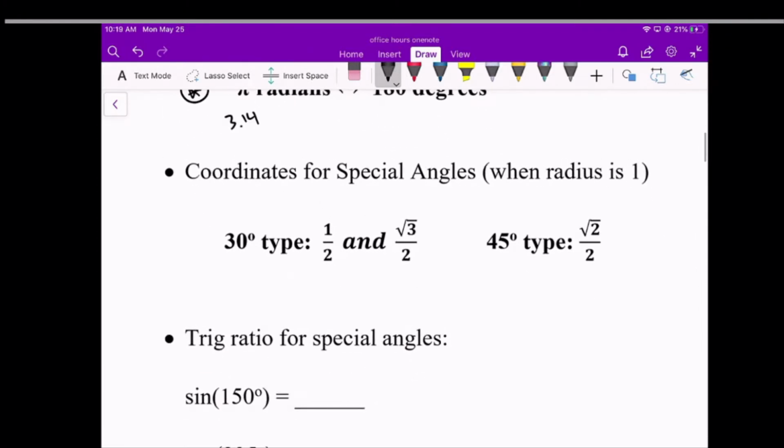Reminder number two, the coordinates for special angles. If we're on a circle with a radius of 1, 30-degree type angles are going to have coordinates of 1/2 and root 3 over 2. 45-degree type angles are going to have coordinates of root 2 over 2.